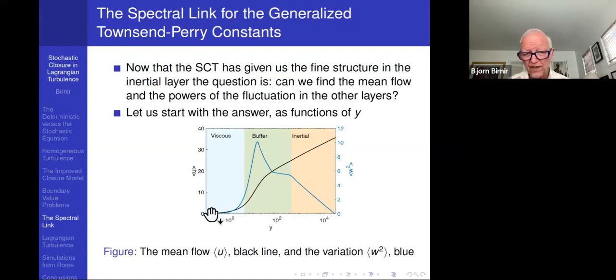It turns out, yes, we can compute the mean flow. That's the black line. It sort of goes to 0 at the boundary, and then it increases and becomes linear on a semi-log plot in the inertial layer. And the variation shoots up in the buffer layer, then comes down to almost a constant value, and then decreases linearly as it should with the log law in the inertial layer.